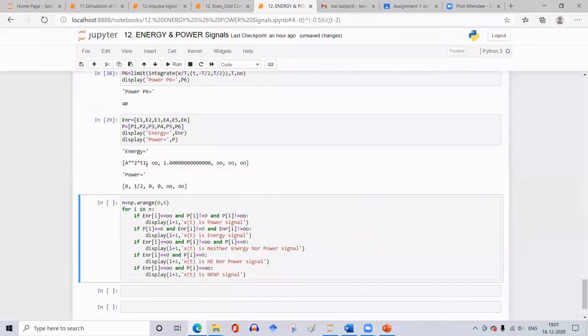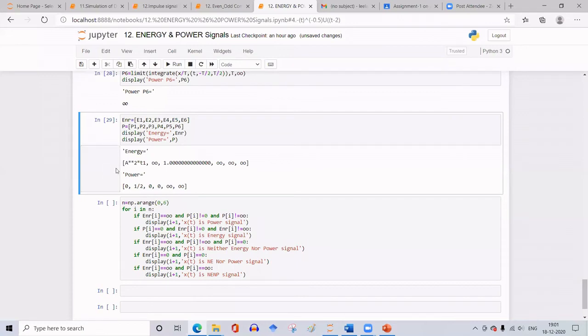So the first problem has a to the power of 2t1 as the energy. Second problem, energy is infinity. Third one, energy is 1. Fourth, fifth, sixth are all infinite energy. And the powers: first one is 0, second one is half, and for the remaining problems, these 2 are 0 and these 2 are infinite.